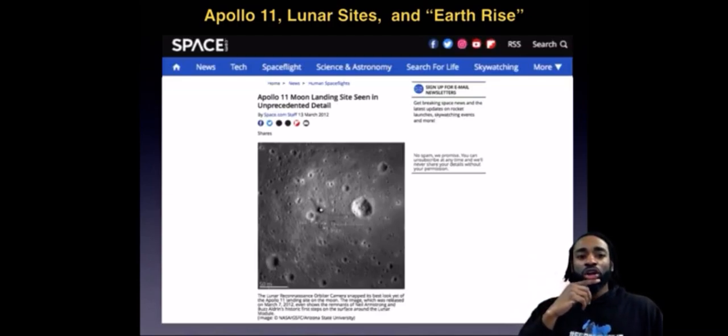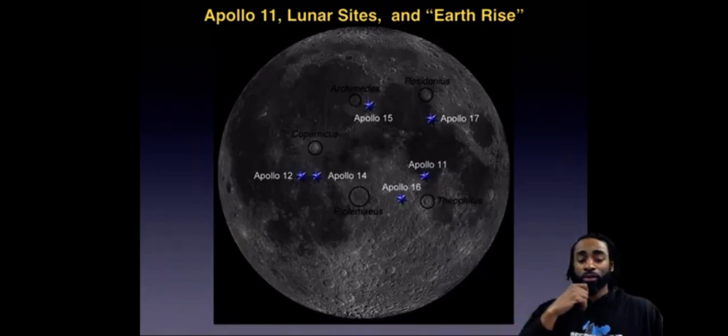Now, this is a quick article from space.com. We're just going to look at the title here. The title of this article is Apollo 11 Moon Landing Site Seen in Unprecedented Detail. So, not only did they travel 238,000 miles away from Earth through the vacuum of space and land on the moon, but we can take pictures. We now have the technology on Earth to zoom in and show the lunar sites, and we have them mapped out. So the Apollo 11 lunar site is seen here.